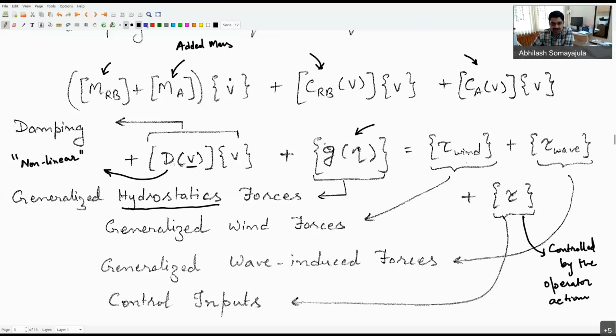Okay, so that is the most generic form of the equations of motion, and we'll take one term at a time and talk about it. So first, let us talk about the added mass matrix and the corresponding Coriolis matrix coming from the added mass.